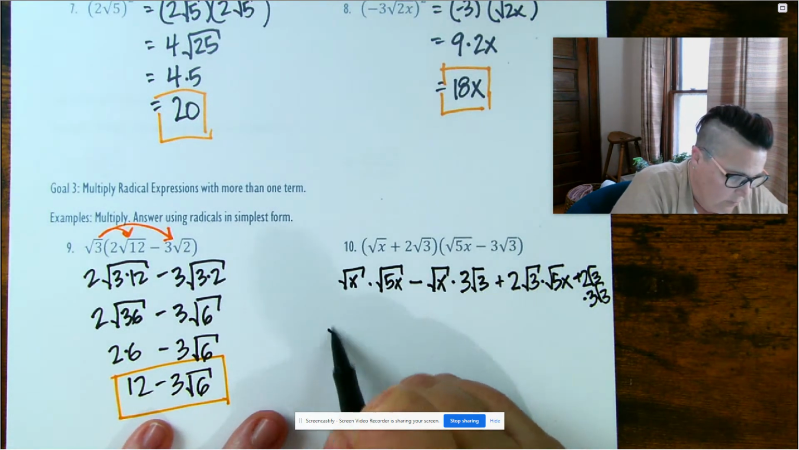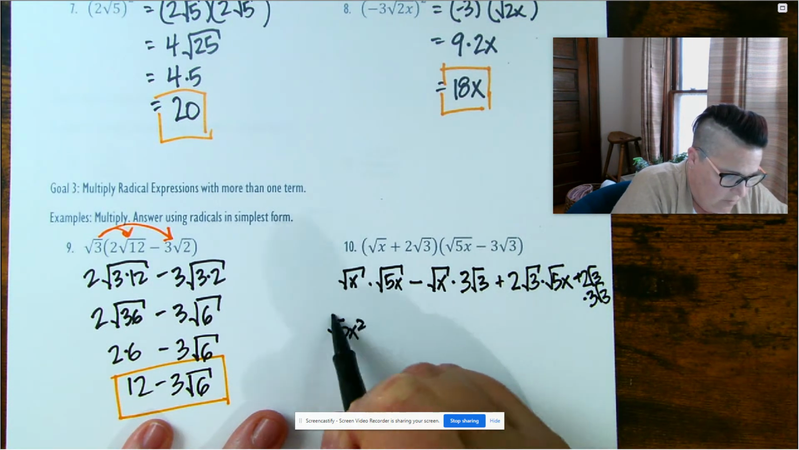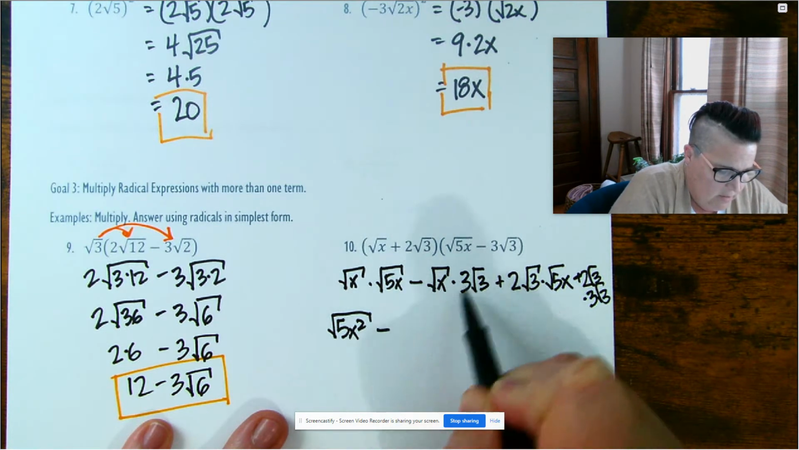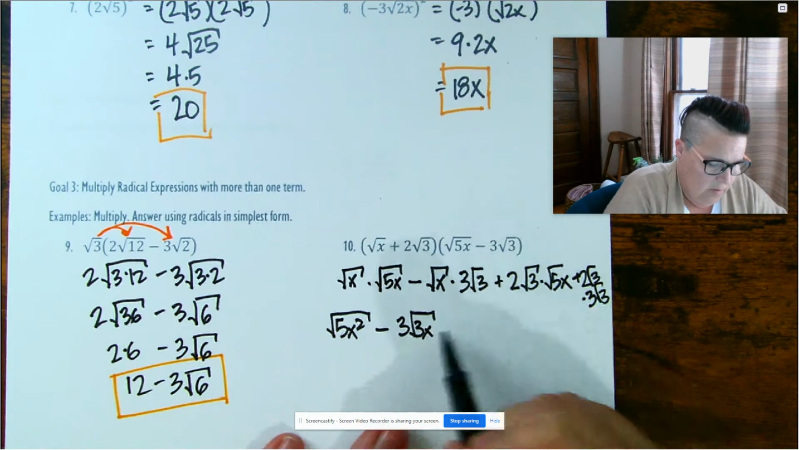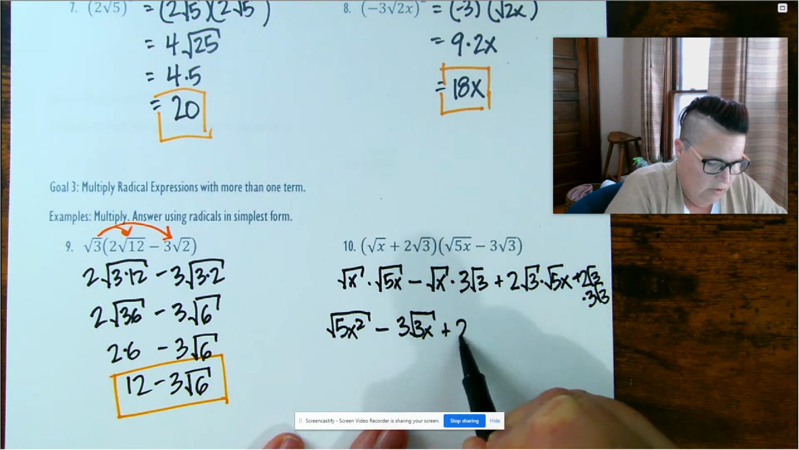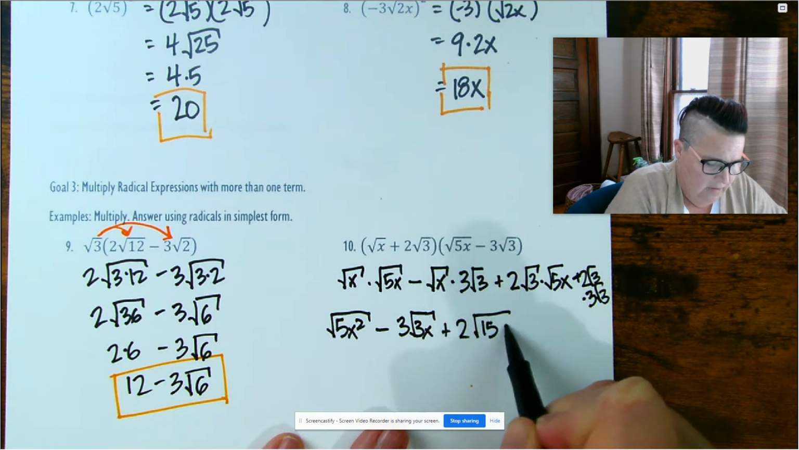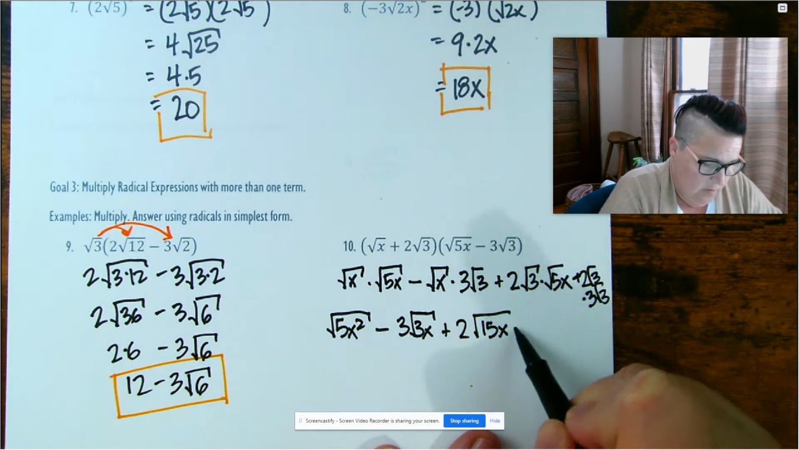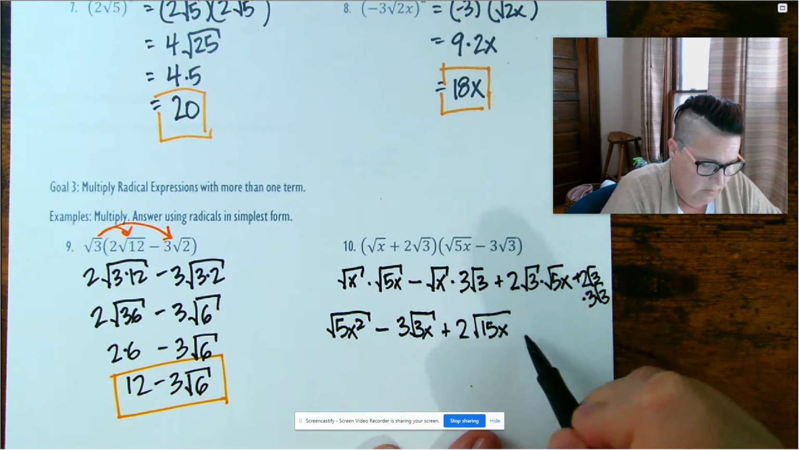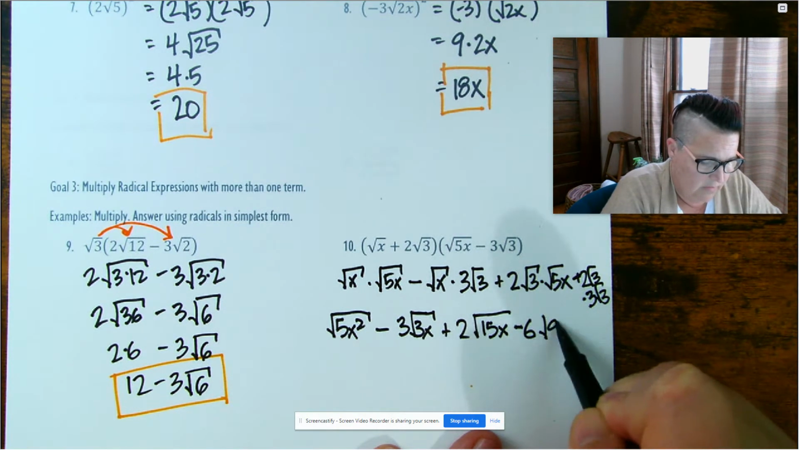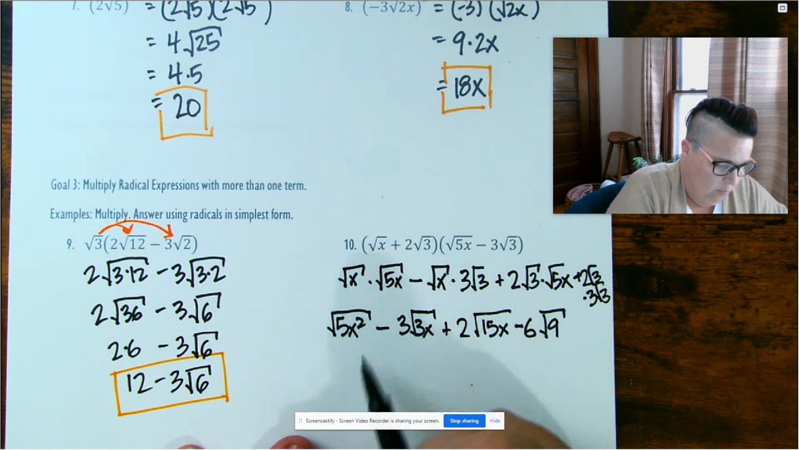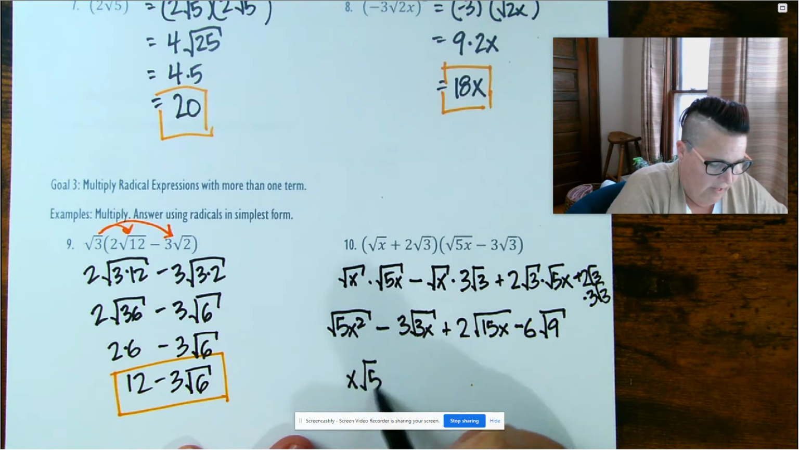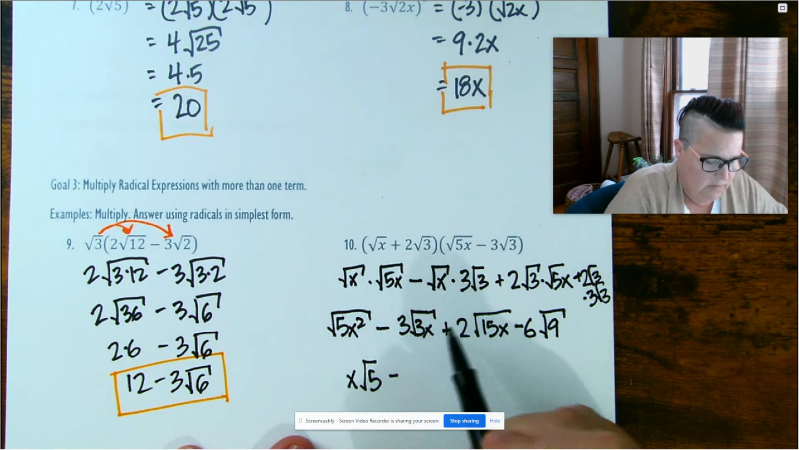Okay, so this will be the square root of 5x squared minus 3 square roots of 3x plus 2 square root 15x plus 2 minus 3. So that's going to be a minus 6 square roots of 9. So the x squared, I can bring an x out. So this will be x square root of 5 minus 3 square roots of 3x.